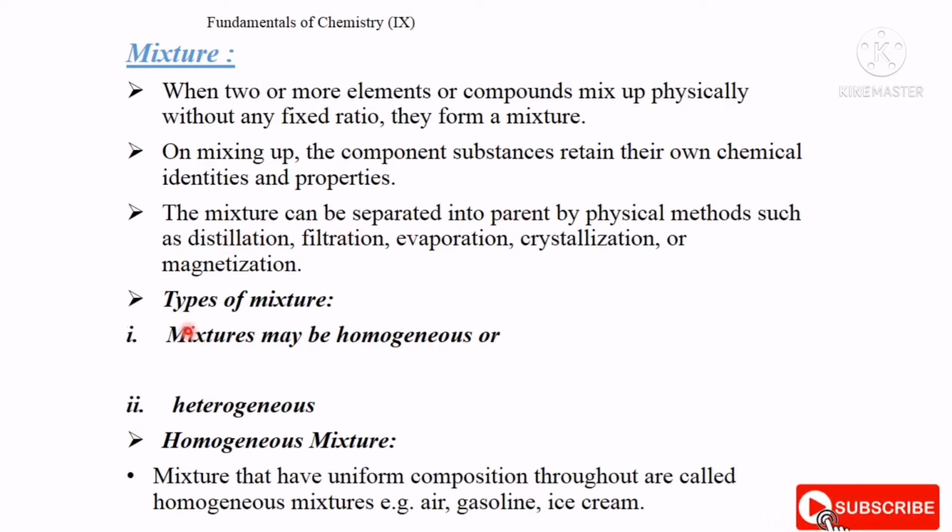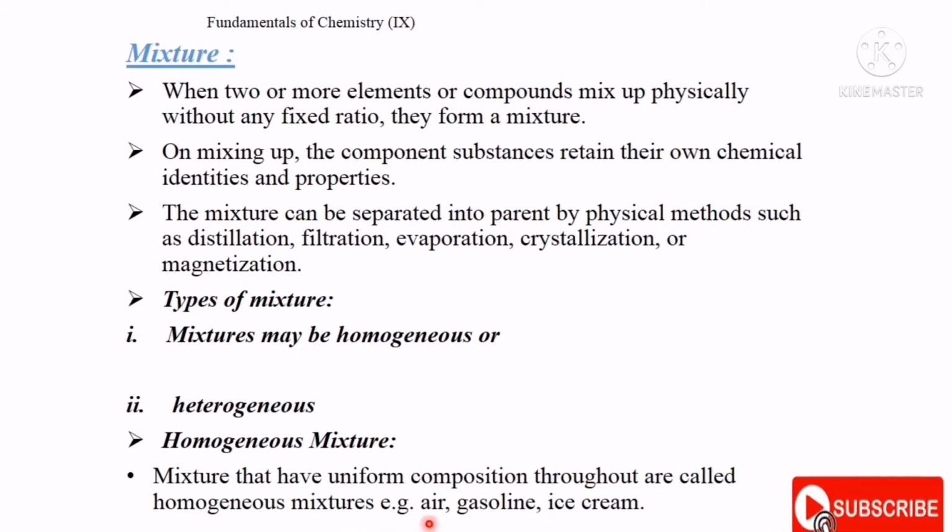Now, the types of mixture. There are two types of mixture. First one is the homogeneous mixture, and the other one is the heterogeneous mixture. And what is a homogeneous mixture? Mixtures that have uniform composition throughout are called homogeneous mixtures. Again, listen carefully. Mixtures having uniform composition throughout are called homogeneous mixtures.